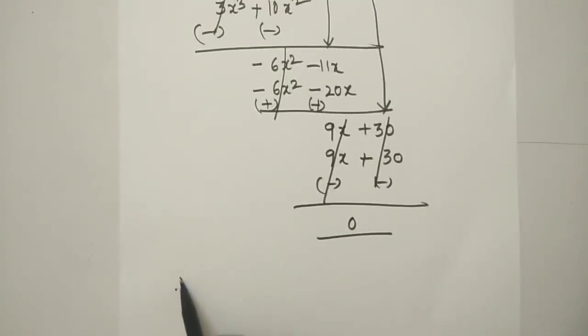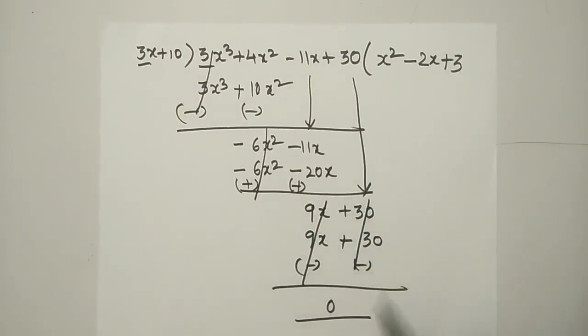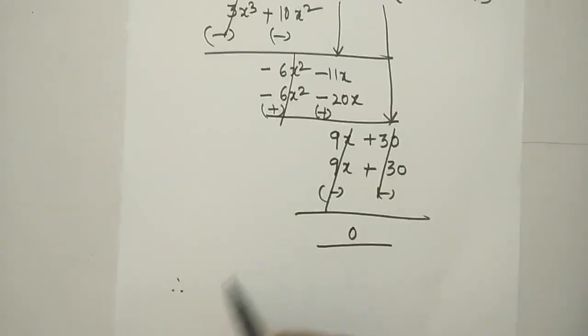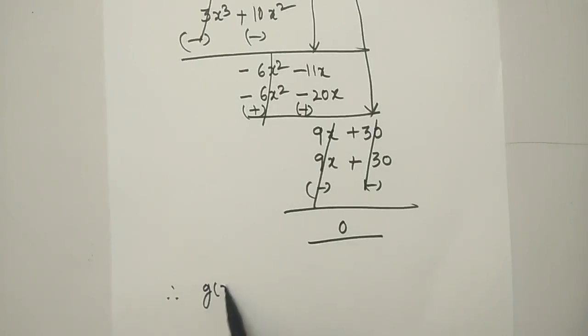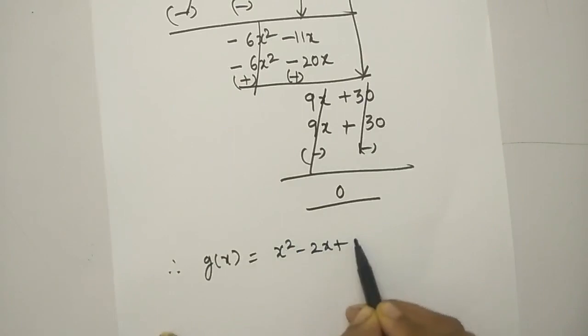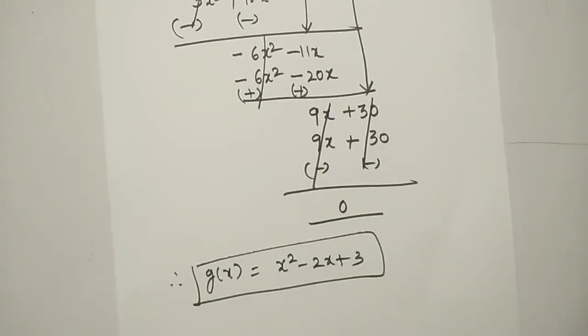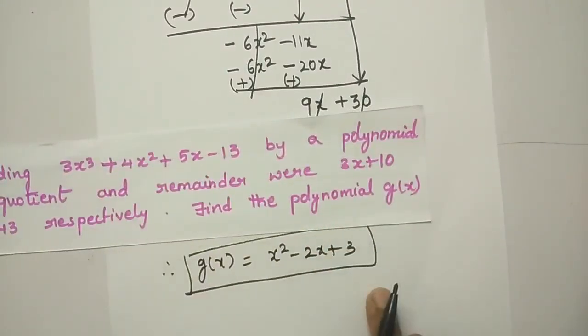Therefore, G of x is nothing but the quotient, is it not? Remainder you got 0, so this is the quotient. G of x is equal to x square minus 2x plus 3. This is the answer they asked. Okay, because they asked to find the polynomial G of x, that we have done it.